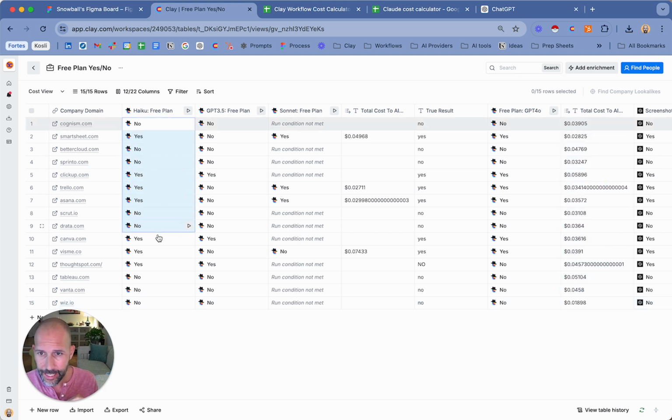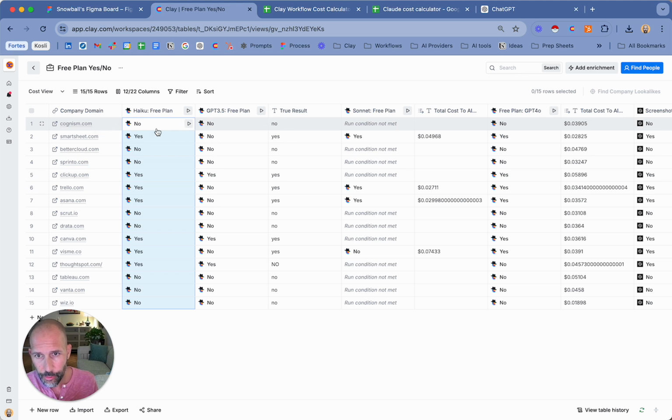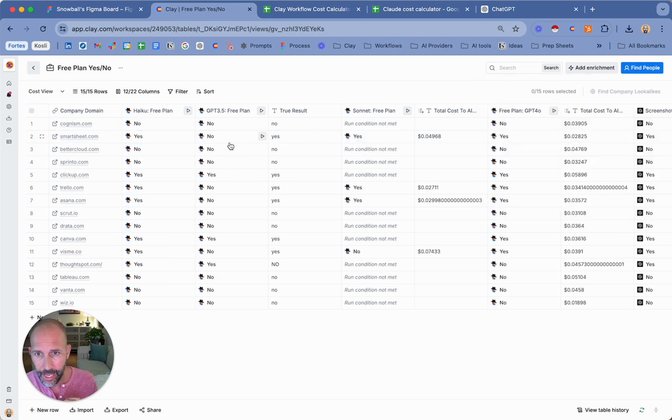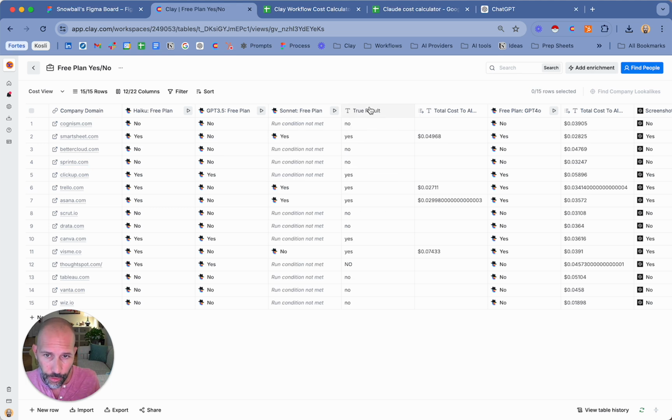And what you can see here is that they are wrong quite a few times. Again, this is the true result, and this is what the cheaper models say. Same prompt, just running it. In this case, they are right. Here we have a difference. Haiku says yes, they do have a free plan. GPT-3.5 says no, they don't have a free plan. The true result is yes. So what do we do here? My approach is to run two really cheap models, and if they are not in agreement, only then I bump it up to a more expensive model.